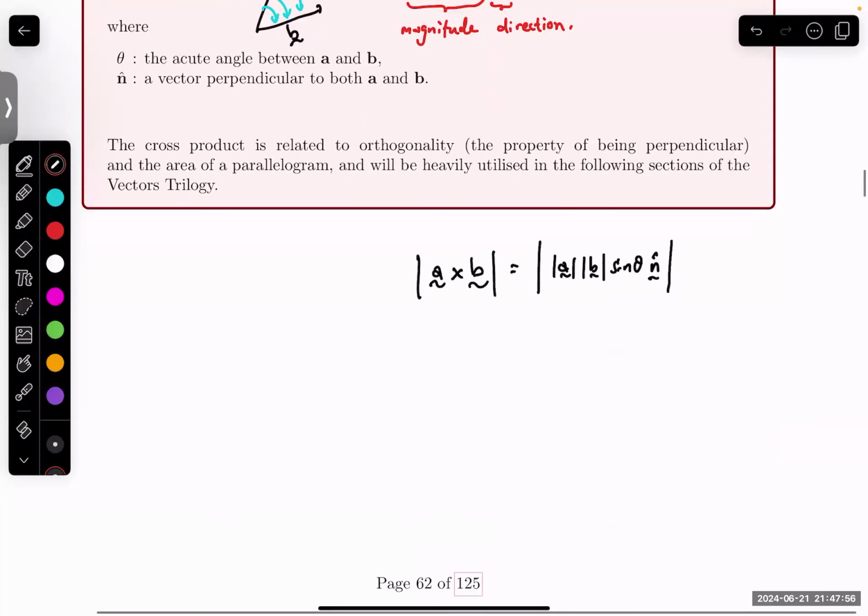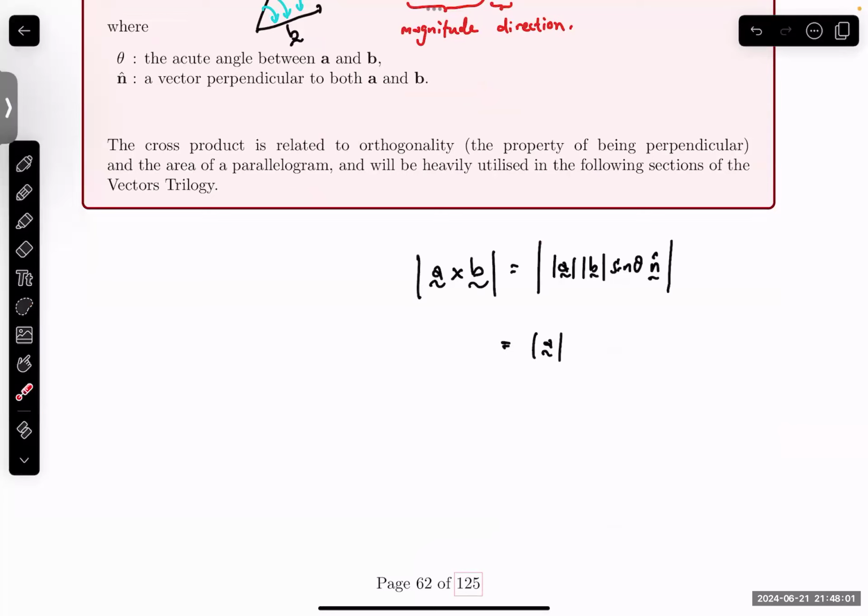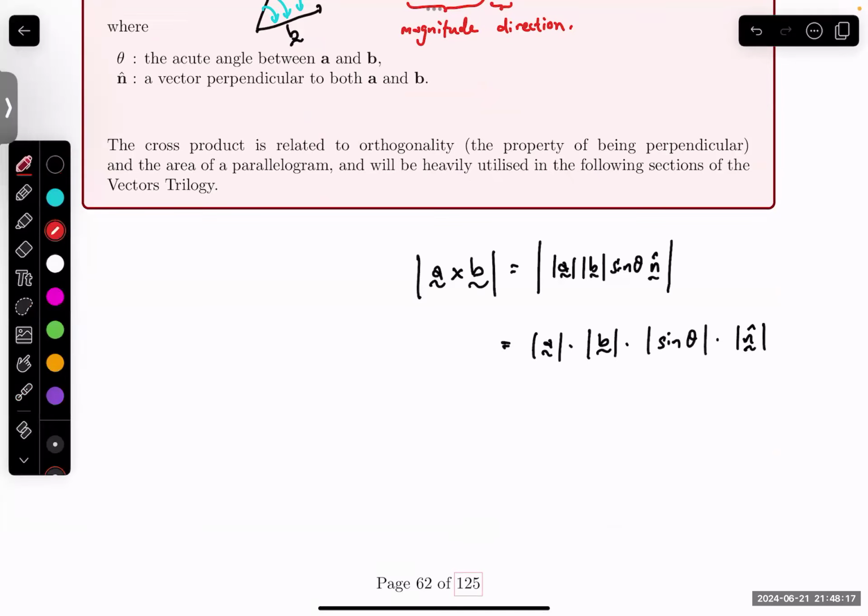This is modulus of A. It's already modulus, right? You modulus again, it's still the same thing. So modulus of A times modulus of B, which is still the same, times modulus of sine theta times modulus of n hat. Modulus of n hat is the magnitude of a unit vector. So the magnitude of a unit vector is 1, which means we can just ignore that.